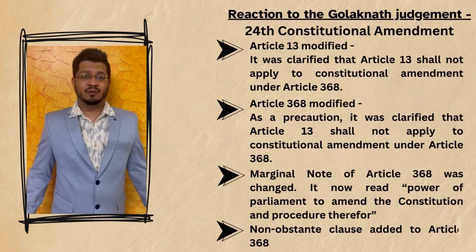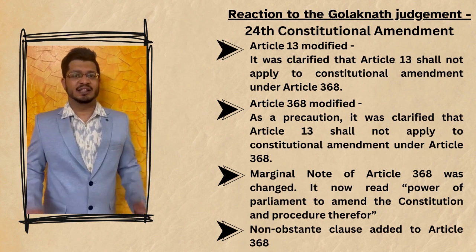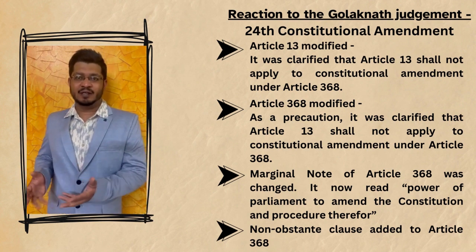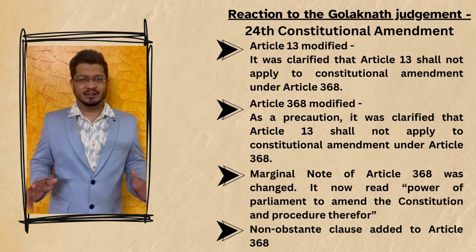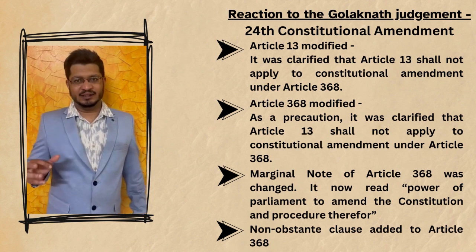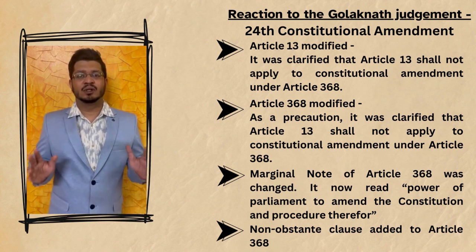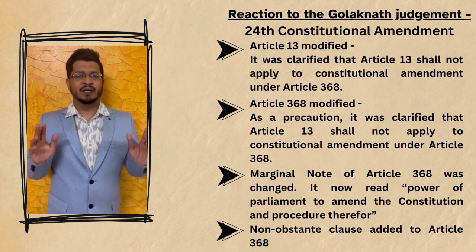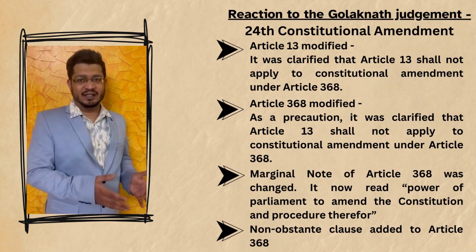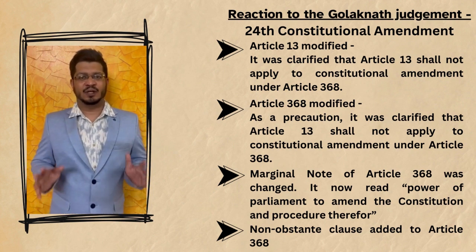Naturally, the Parliament was not happy with the decision of the Supreme Court in the Golaknath case. Essentially, the Supreme Court had taken away the power of the Parliament to amend fundamental rights. Therefore, the Parliament sought to reverse this decision in an indirect manner by introduction of the 24th Constitutional Amendment. The 24th Constitutional Amendment made several changes to Article 13 as well as Article 368. Some of those changes were as follows.